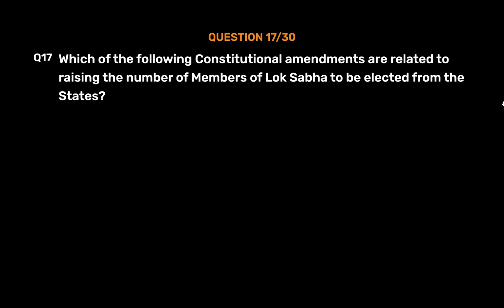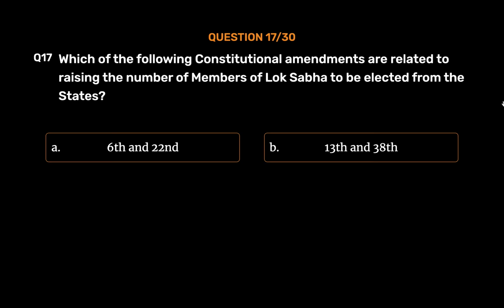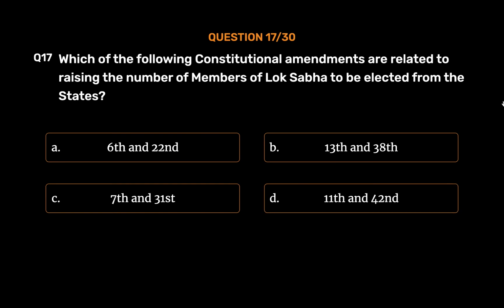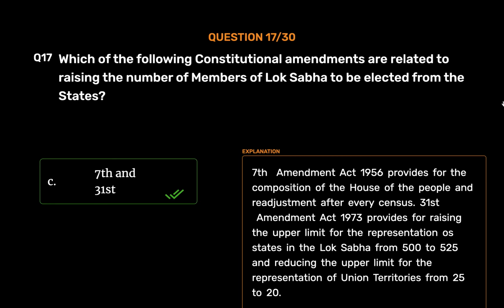Question number 17. Which of the following constitutional amendments are related to raising the number of members of Lok Sabha to be elected from the states? Option A. 6th and 22nd. Option B. 13th and 38th. Option C. 7th and 31st. Option D. 11th and 42nd. The correct answer is Option C. 7th and 31st. 7th Amendment Act 1956 provides for the composition of the House of the People and readjustment after every census. 31st Amendment Act 1973 provides for raising the upper limit for the representation of states in the Lok Sabha from 500 to 525 and reducing the upper limit for the representation of union territories from 25 to 20.